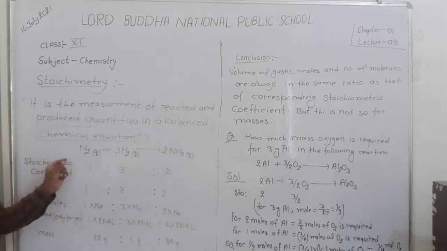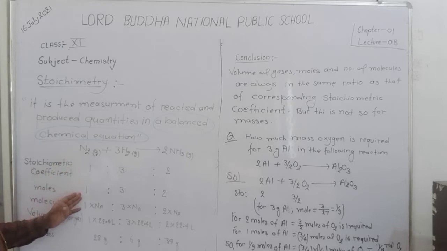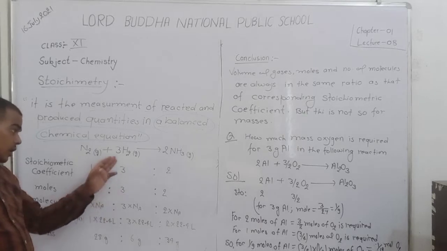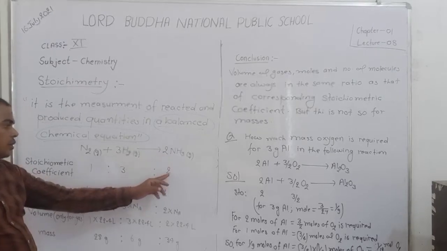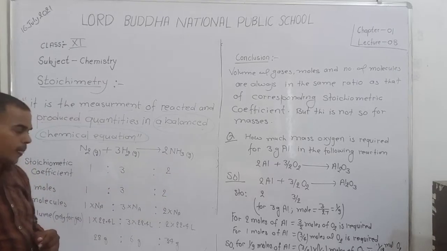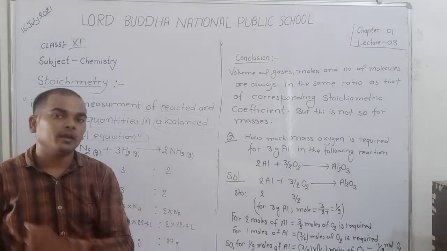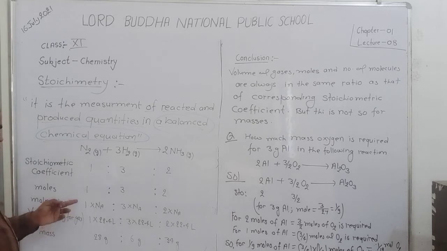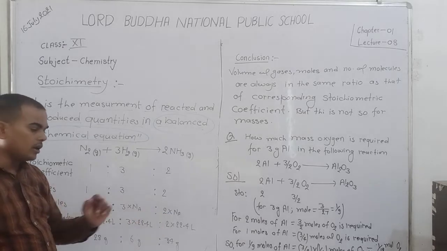Dear student, these stoichiometric coefficients represent the moles. The stoichiometric coefficient of nitrogen is 1, so the moles of nitrogen is 1. For hydrogen it is 3, so the moles are also 3. For ammonia it is 2, so the moles are also 2. For calculating the number of molecules, number of molecules equals moles into Na, the Avogadro number. So the number of molecules is 1 into Na, 3 into Na, and 2 into Na.